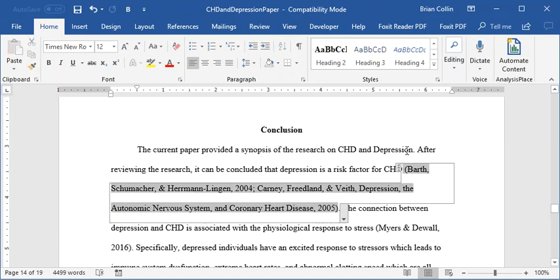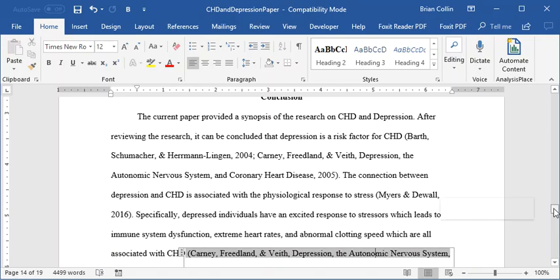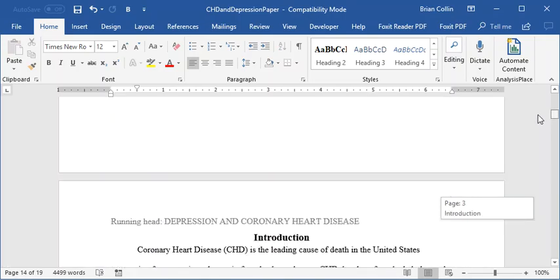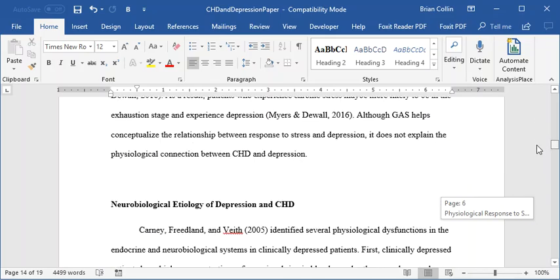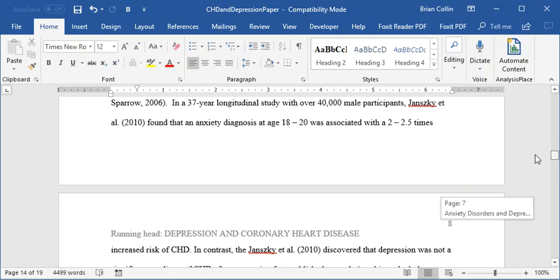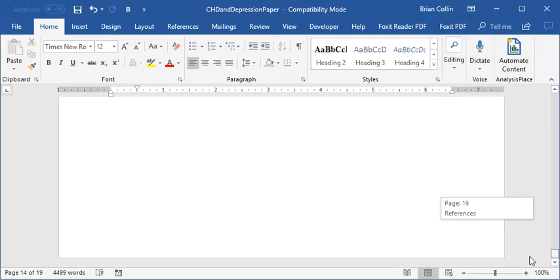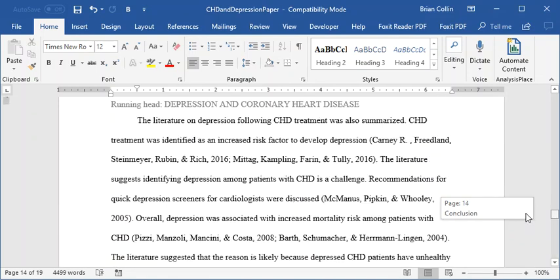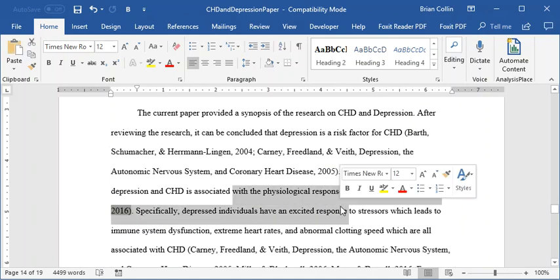Then I talk about the first aim. The first aim is to assess whether depression is a risk factor for heart disease. So I said it can be concluded that depression is a risk factor for heart disease. Each of these big sections where I talked in great detail about different topics, I basically say one sentence about. So I gave one sentence.